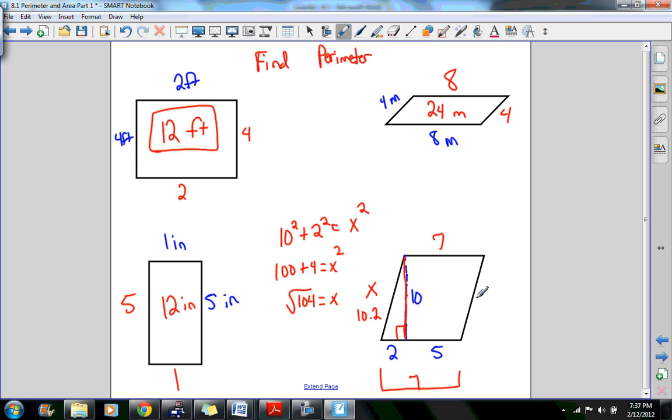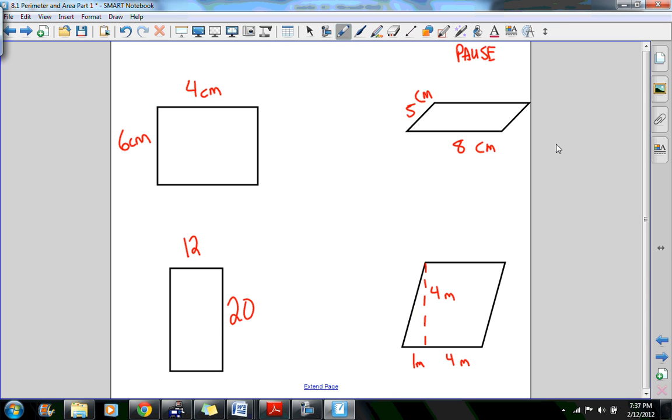So if that's 10.2, that has to be 10.2. 10.2 plus 10.2 is going to be 20.4. 7 plus 7 is 14. So our answer is going to be 34.2. Okay, so let's pause this and have you give these a try.